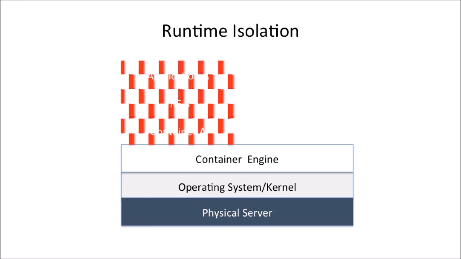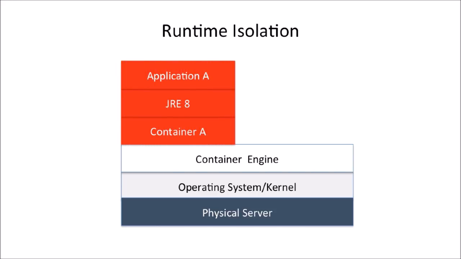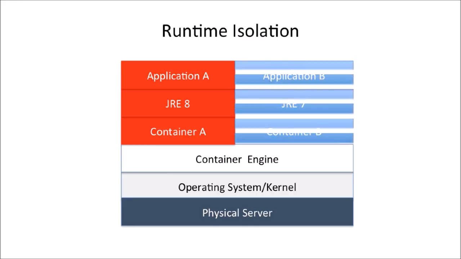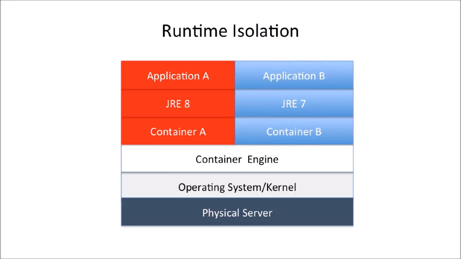Let's say application A requires JRE 8. Then we just install JRE 8 in the first container and run application A in the first container. Container B requires JRE 7. Then we just install JRE 7 only for the second container and run application B inside the second container. In this way, we have two containers on the same machine running two different applications, each with a different JRE version. This is what we call runtime isolation.